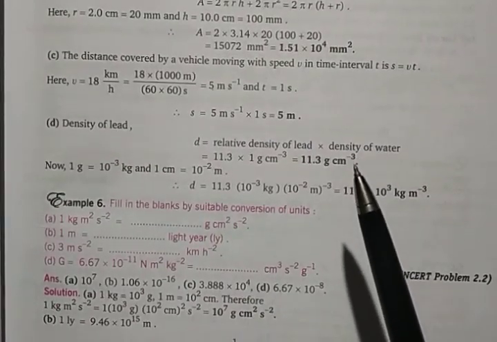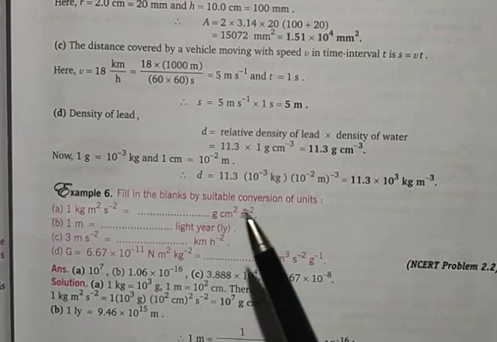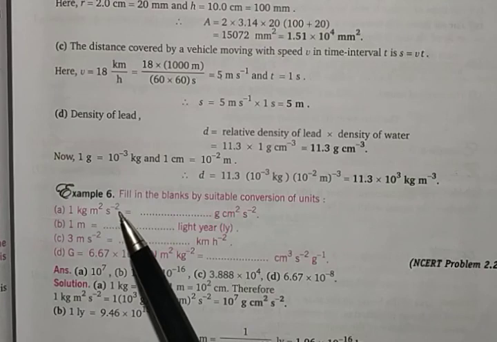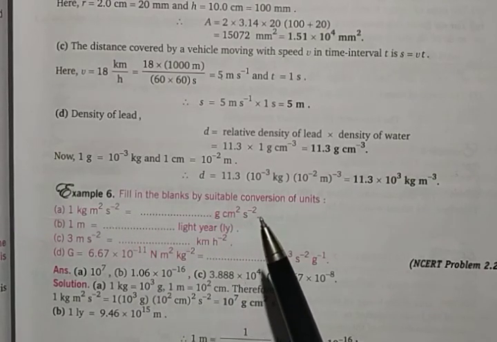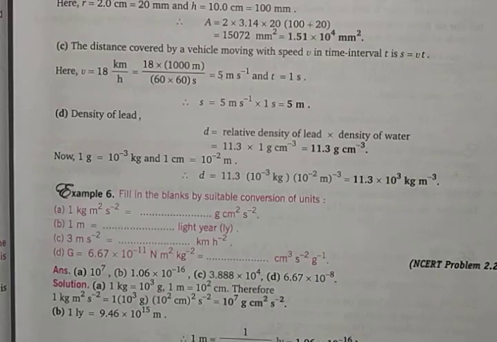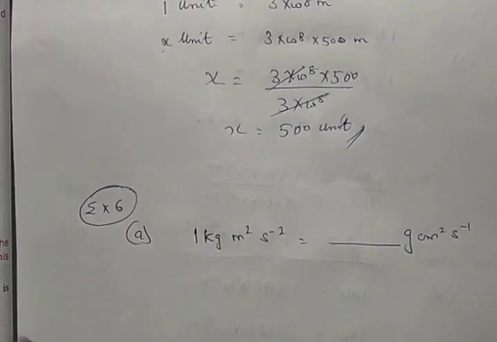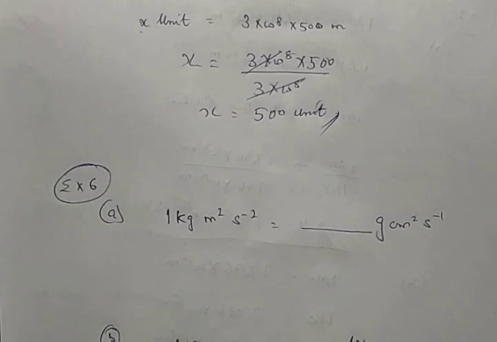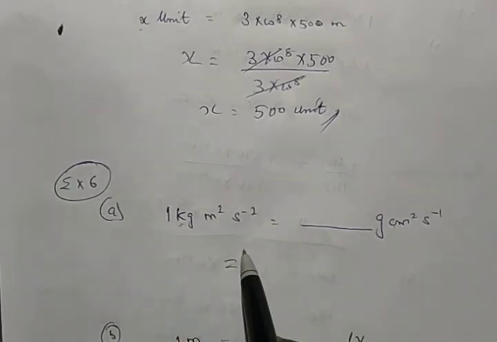Question number 6 talks about filling in the blanks with suitable conversion units. So 1 kg meter square per second is given here. How much is it going to be in grams centimeter square second minus 2. This is a calculation which you need to do. The calculation we can easily try. That's going to be equal to 1 kg in terms of grams. How much will it be?